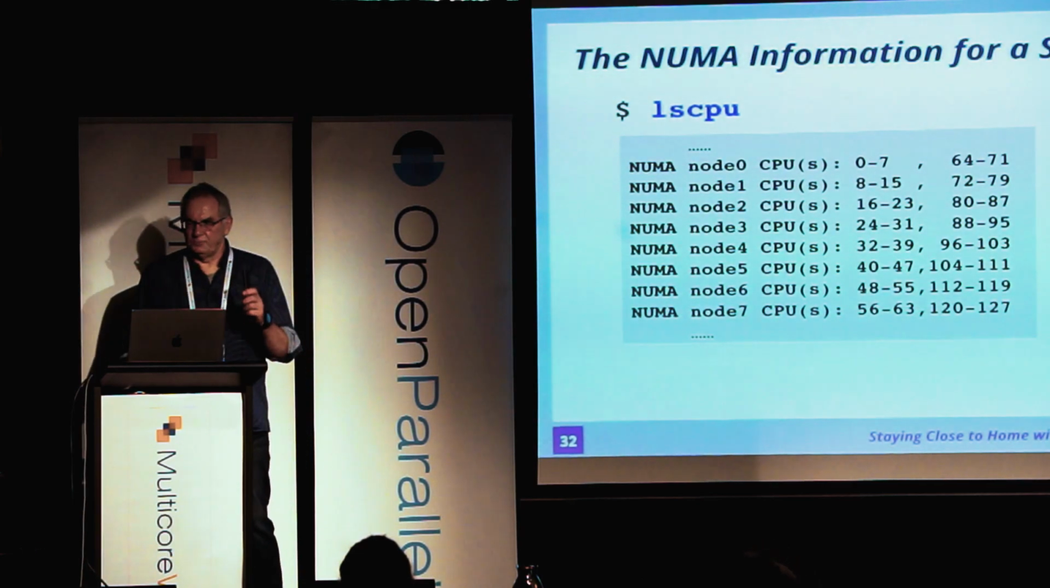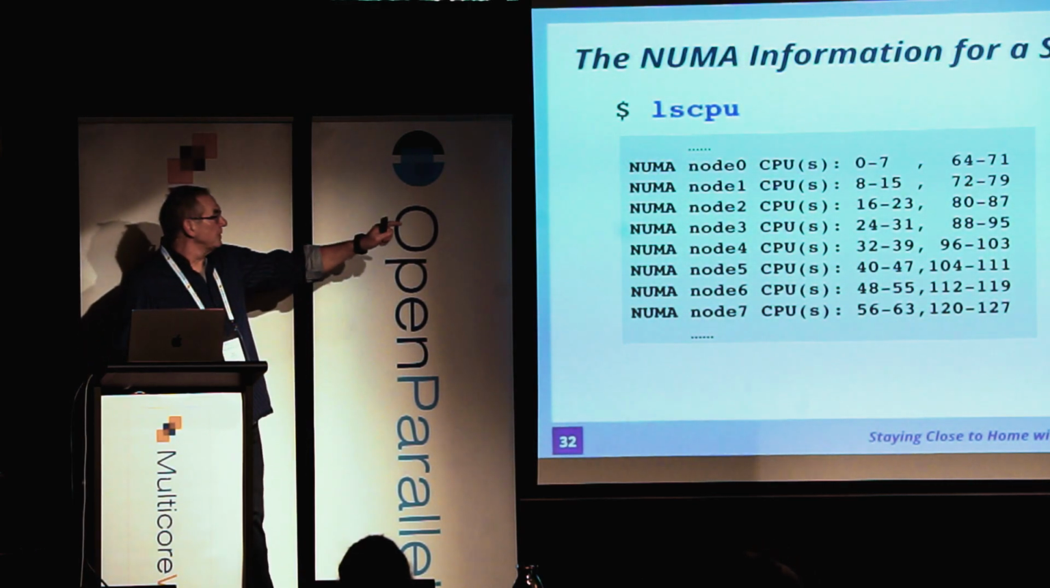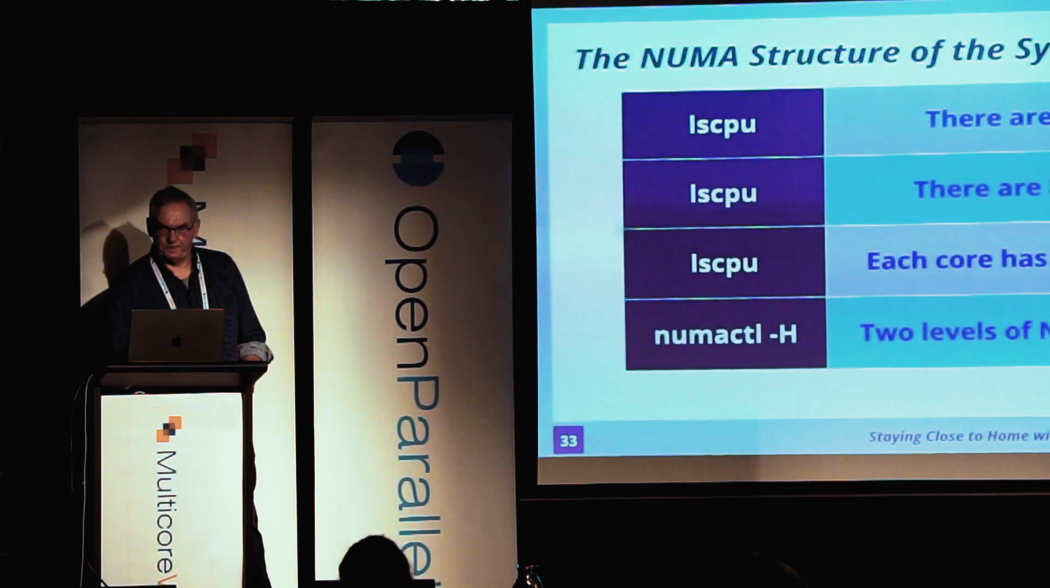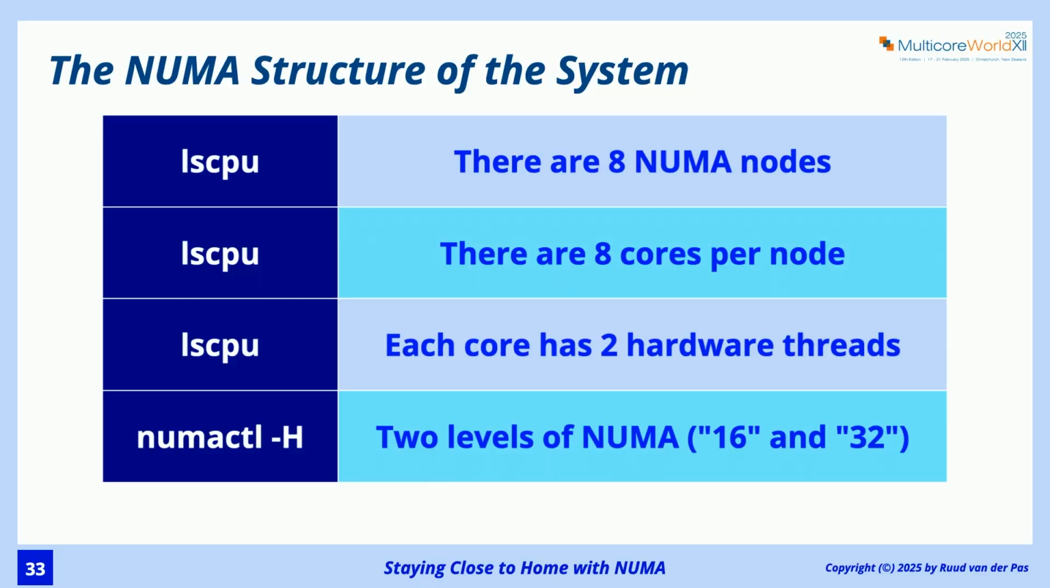What we see are 3 numbers. Every row is very symmetric: 10, 16, and 32. So what we have here is 8 NUMA nodes, 8 cores per node, each core has 2 hardware threads, and we have 2 levels of NUMA. I call them 16 and 32. So this is what that system looks like.